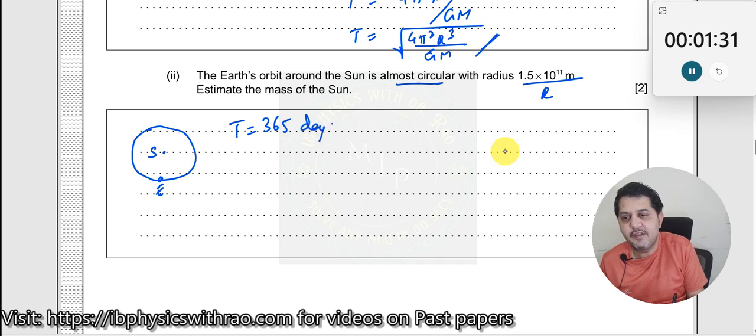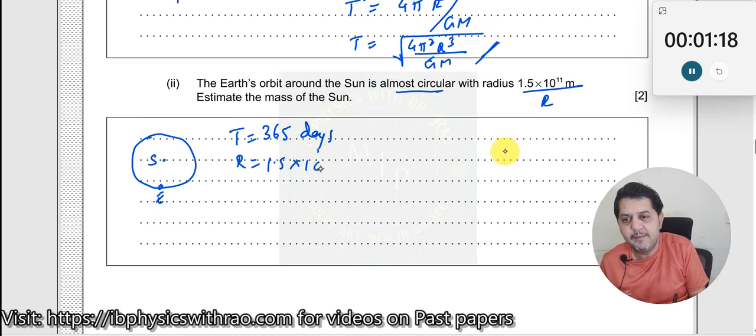365 days. That's the reason why you are given the sun and the earth, because that is the one which is easier for us to get to know. We already live on Earth, so we know the Earth's time period, right? And the radius is also known, which is 1.5 into 10 to the power of 11. Now you see, r is known, t is known, you need to find the value of m.